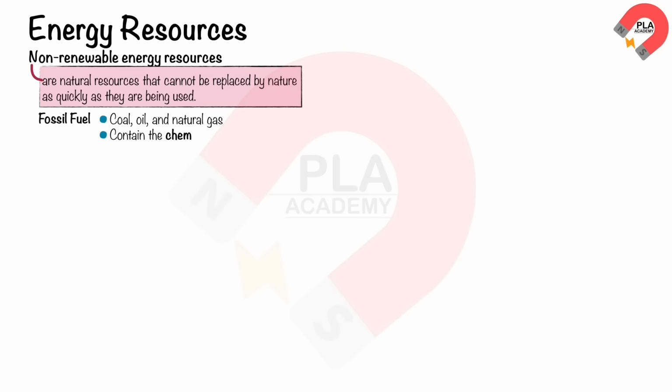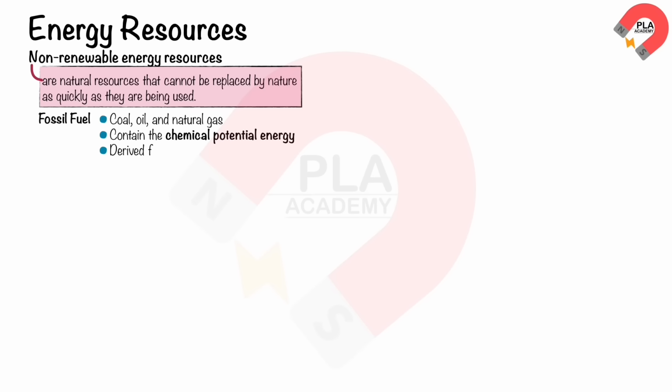Energy resources are large stores of energy that can be used to generate electricity and heat homes and businesses. Some electricity drawn from the national grid is generated from non-renewable resources, and some is generated from renewable resources. Non-renewable energy resources are natural resources that cannot be replaced by nature as quickly as they are being used. Examples include fossil fuels such as coal, oil, and natural gas.